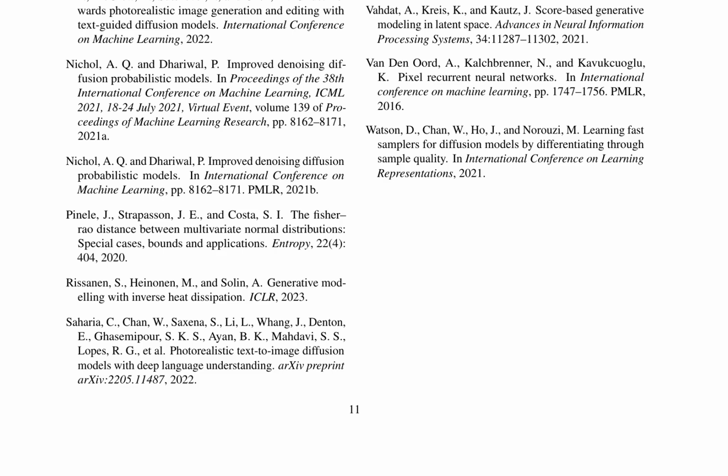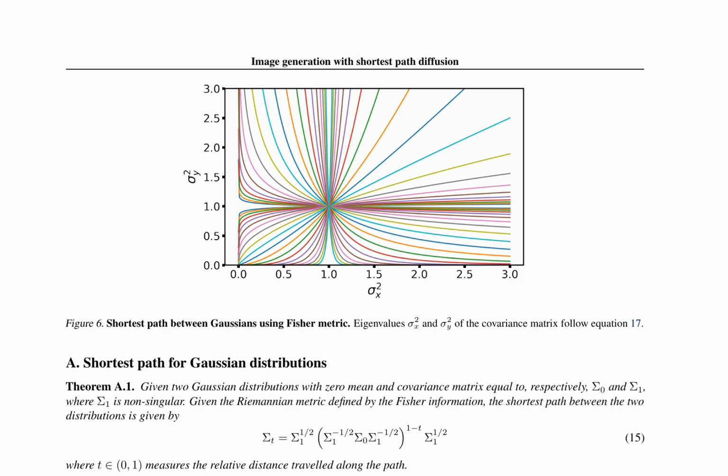They present Theorem A1, which states that the shortest path between two Gaussian distributions with non-singular covariance matrices is given by equation 15. This equation describes the covariance matrix at time t, where t measures the relative distance traveled along the path. The authors provide a remark on the special case where the covariance matrix of one of the distributions is equal to the identity matrix, resulting in equation 16.